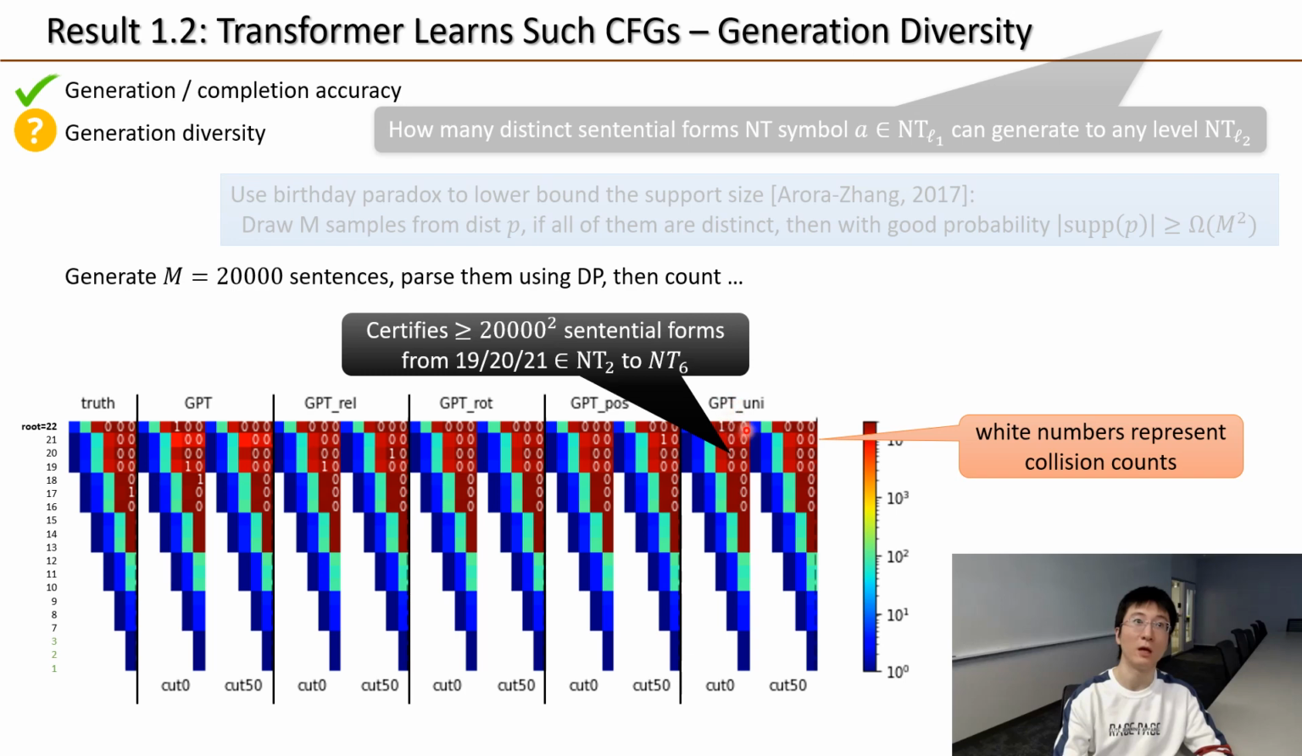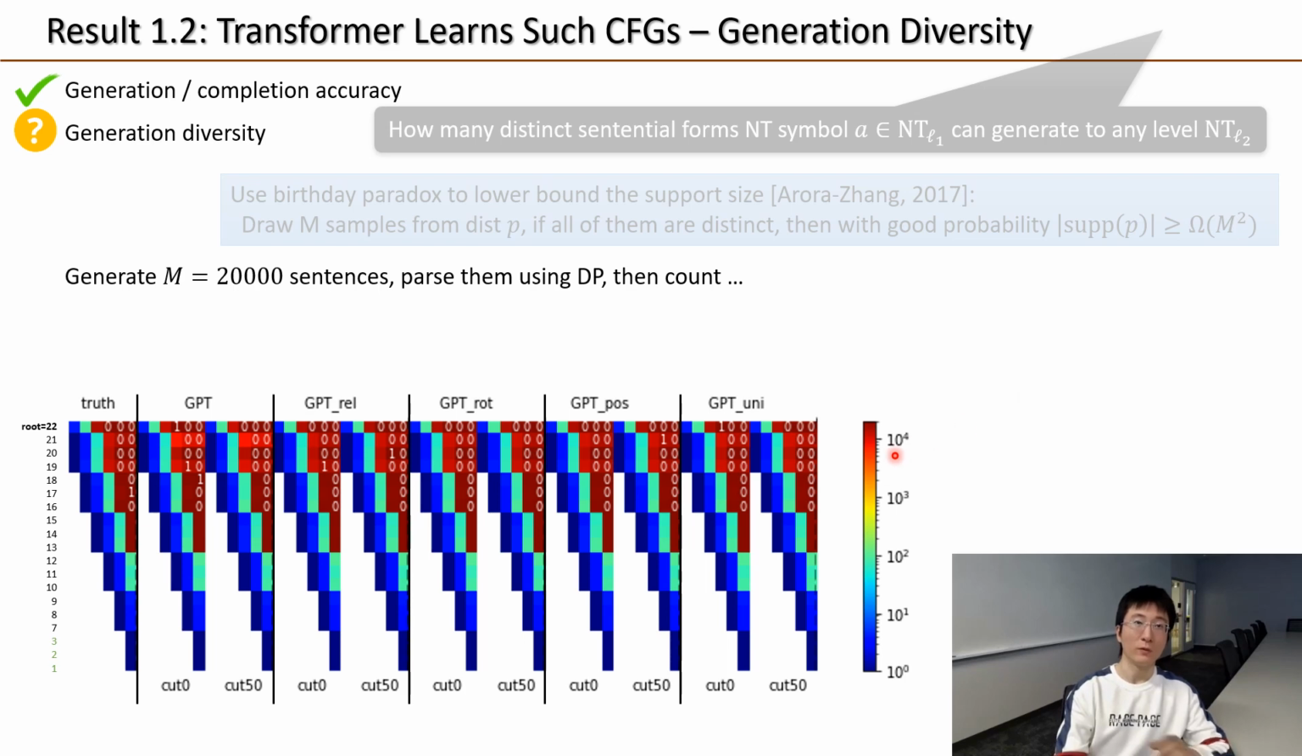And not to say that if you look at the upper right corner, that just means you have at least that number of sentential forms from the root to the leaf, and so on. So this is a very hard figure to read, but the most important message is that no matter which model you use, whether you do pure generation or you feed it a prefix and let it complete, the diversity pattern of the output matches the ground truth very well, including the collision counts, in which occasionally you have maybe one collision somewhere on the boundary, but they're mostly 0.